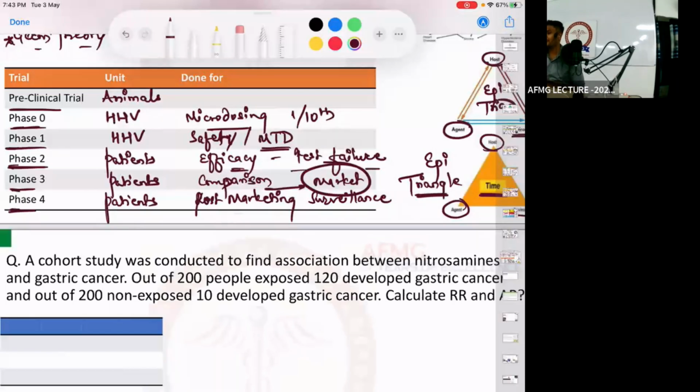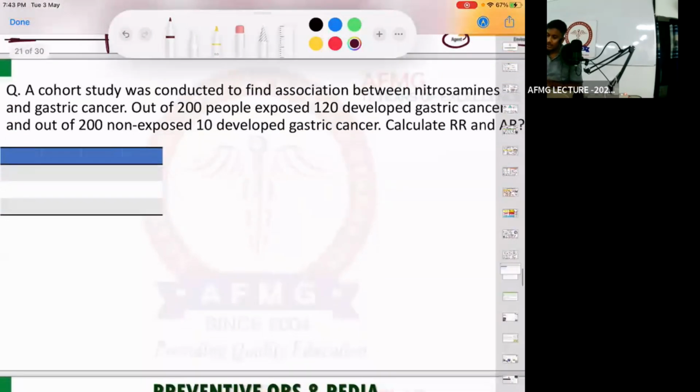Because they will not be efficacious at all. Which is the most important phase? Phase 3. The most important phase is where the RCT is done. No issues with this. Moving further.